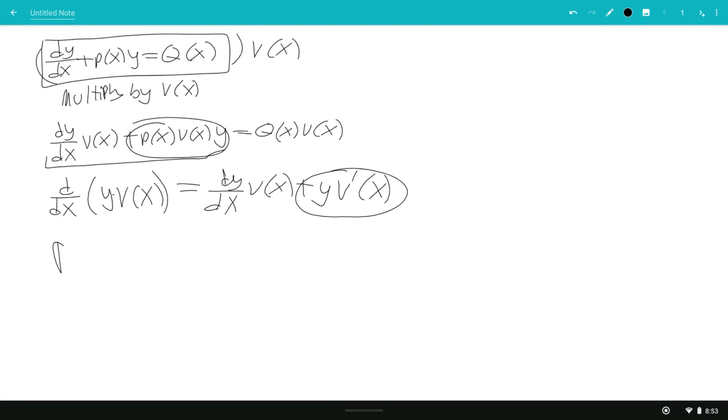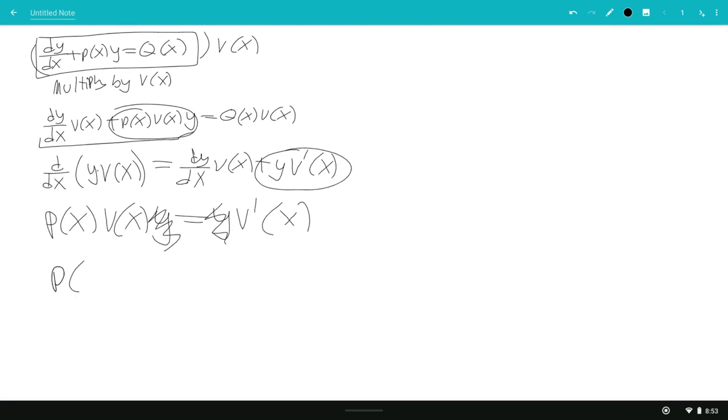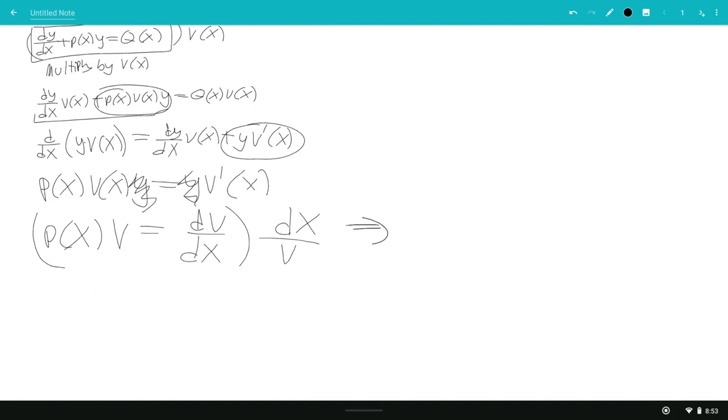So we need to set them equal. So p of x, v of x, y equals y v prime of x. The y's can cancel, leaving us with p of x times v equals v prime of x, which is dv/dx. We can multiply both sides by dx and divide by v, leaving us with p of x dx equals dv over v.